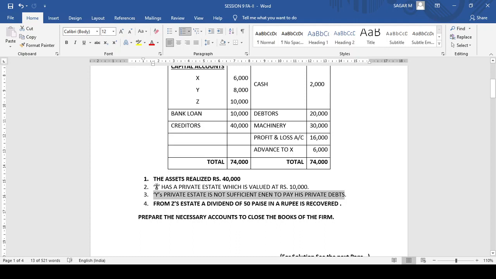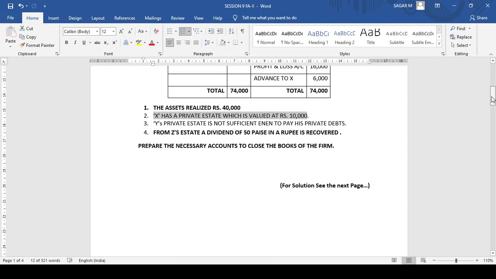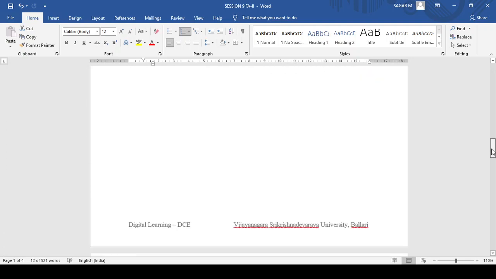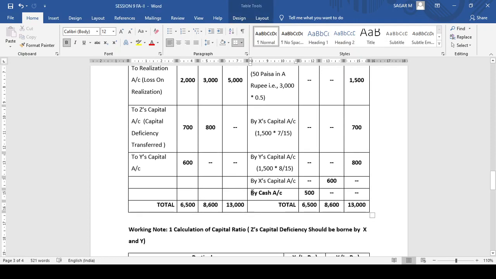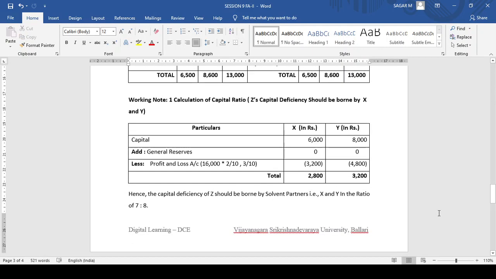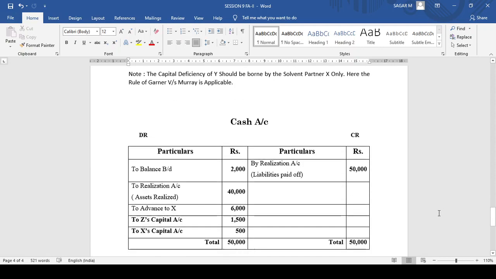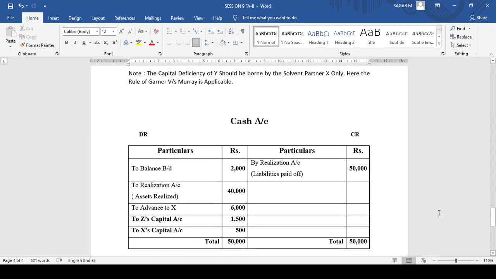Because look at adjustment 2. They say that X has a private estate which is valued at 10,000. So Mr. X has his private estate. From his private estate, he is able to bring in the capital deficiency of 500 rupees. Hence, we have written on the credit side as by cash. Hope you understood. So after doing this, at the end, we need to prepare a small cash account.